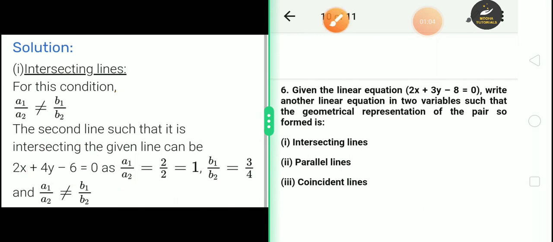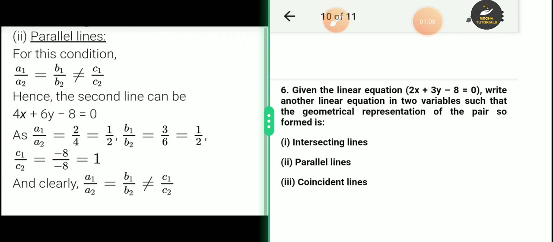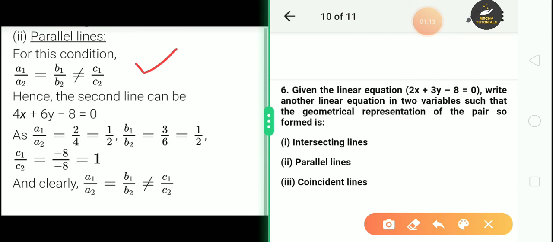Now check the second condition for parallel lines. The condition for parallel lines is a1 upon a2 is equal to b1 upon b2 but not equal to c1 upon c2. So whichever equations we select, the first two ratios should match, but they should not match with the third ratio.